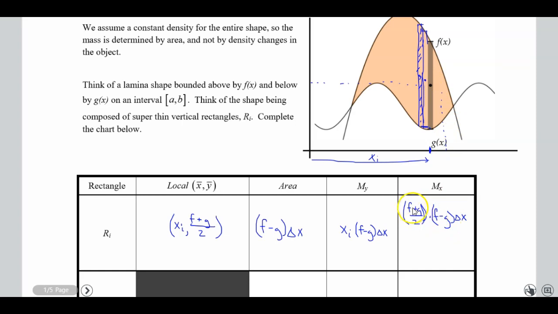Now what you'll see a lot of times in the textbooks is they'll go ahead and multiply this out. So if you multiply it out, we'll go ahead and factor out the 1/2. So I get a half, and then f plus g times f minus g. Hopefully you recognize that. That is going to be just a difference of squares. So f squared minus g squared, and then the delta x. All right. So a lot of times this is what you'll see in the textbook.